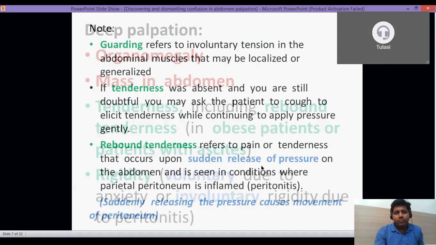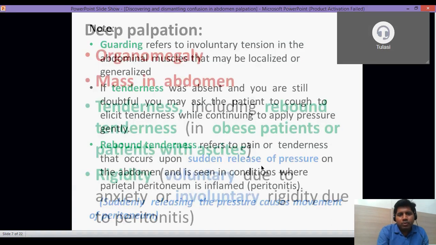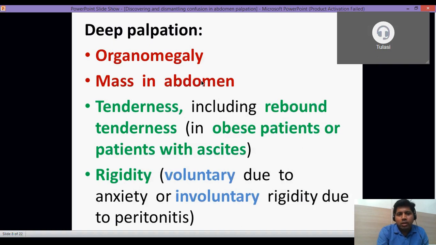Next thing is about deep palpation. Most of you will answer why we do that. First is to look for organomegaly, and next is to look for a mass in the abdomen. An enlarged liver or enlarged spleen would qualify as organomegaly. A mass in the abdomen is like a tumor mass which should not have been there. If that is there, that will be called a mass in the abdomen.